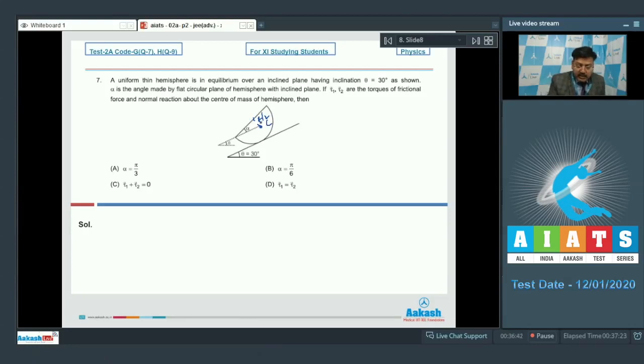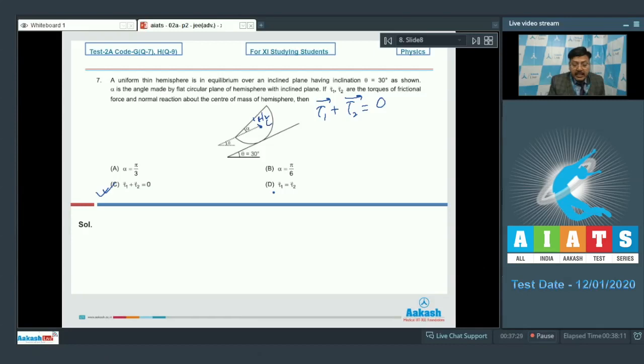Now if I consider torque of mg about the center of mass, it will be 0, because the line of action of mg is passing through C. Since net torque is 0 about any point including point C, torque of frictional force plus torque of normal reaction, but torque of mg is 0 anyway, so this is equal to 0 for rotational equilibrium. So that means option C is correct and option D is not correct, right? Their magnitudes will be equal, but their directions have to be opposite. So D is not correct.